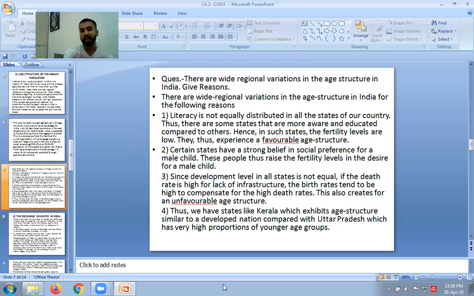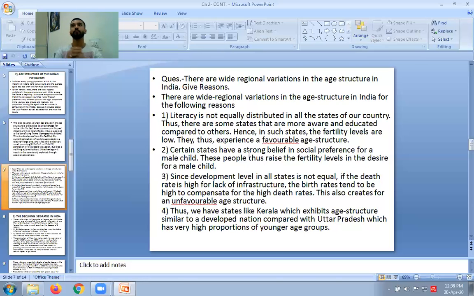Number one reason is that literacy is not equally distributed in all the states of a country. Thus there are some states that are more aware and educated compared to others. Hence in such states the fertility levels are low. They thus experience a favorable age structure. Look, if a particular society of a particular state is educated, they're always going to be more aware, and they're always going to give birth to fewer children. So the fertility is always going to be low in those states, and with that, we'll have a favorable age structure.